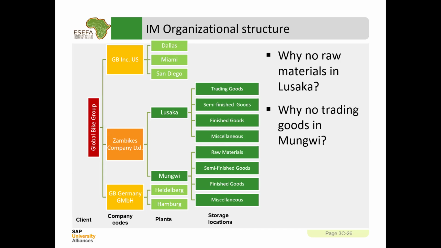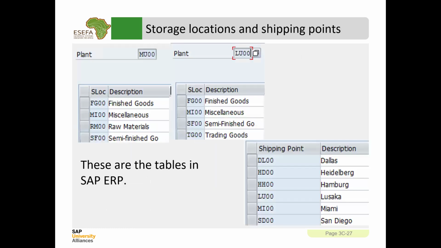So these are typical data you provide. These are specific organizational data that must be provided. For Mungwi, you provide raw materials, semi-finished goods, finished goods, and miscellaneous. For Lusaka, you see the peculiarities of each of these plants. This is a typical screenshot from the SAP platform. You see tables, and tables are used to store the information that is being provided.